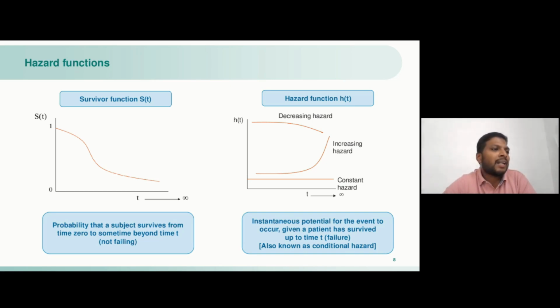A high hazard indicates a steeper decline in the survival curve, whereas a low hazard results in a more gradual decline. It's important to remember that survival probability lies between 0 and 1, whereas hazard represents a rate, not a probability. So it can exceed 1 as well, but it cannot go negative, because the survival function is not going to increase over time.